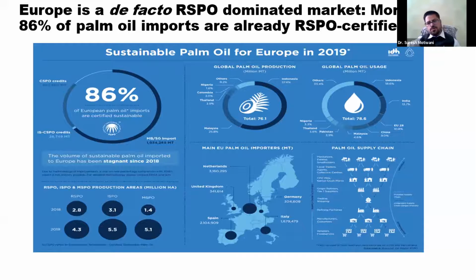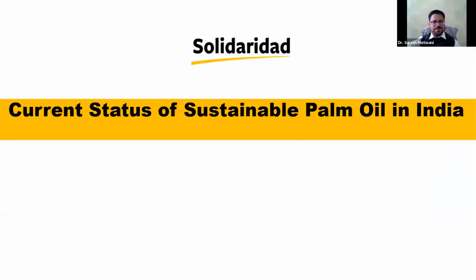So this is one of the contexts when we are discussing promoting sustainable palm oil in Asia or India. Then we have to compare the status of other countries. Maybe in further discussions we can discuss how much sustainable palm oil is consumed in a country like Indonesia, a major producer also. But now we are discussing the Indian case. I think this is the topic.